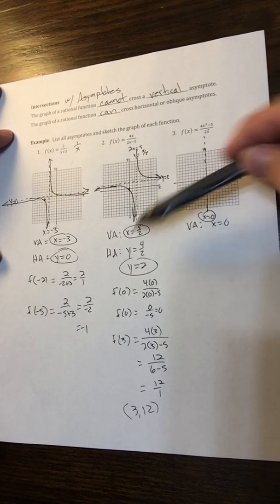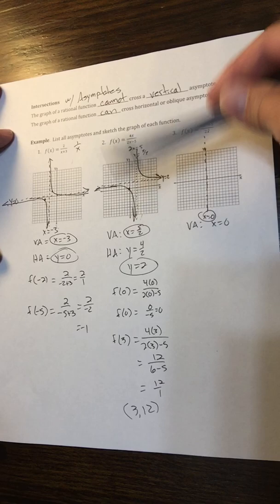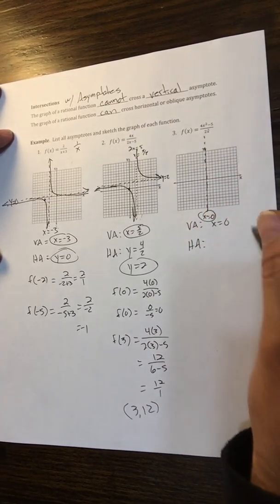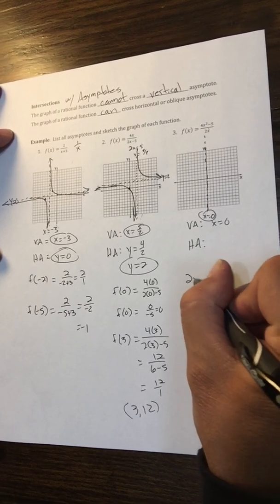Here it is, people. It is the slant asymptote. It is not horizontal, it is oblique. So how do I find it? I'm going to leave this space for a second, and I'm going to do myself some division.